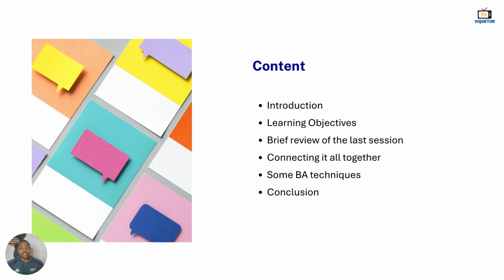The last session was about knowledge areas of business analysis, and we learned that there are six of them. That is the business analysis planning and monitoring. We have elicitation and collaboration. We have requirements lifecycle management. We have strategy analysis. We have requirements analysis and design definition. And lastly, we have solution evaluation.